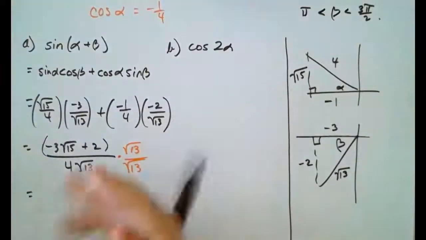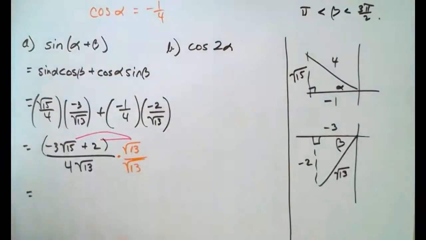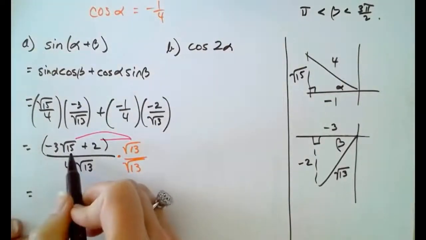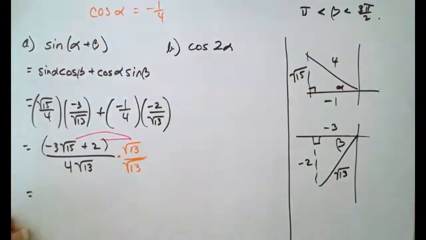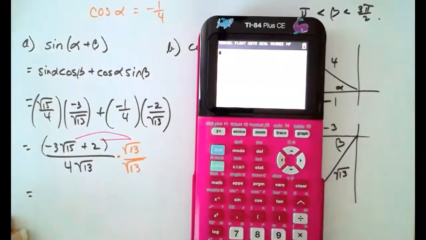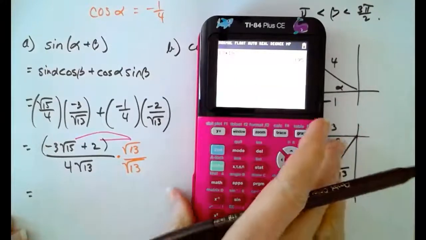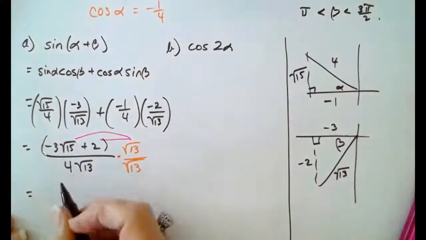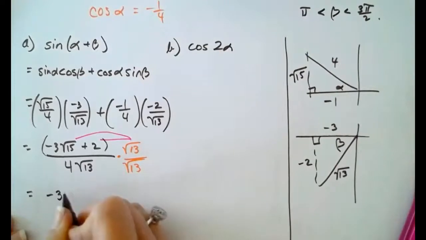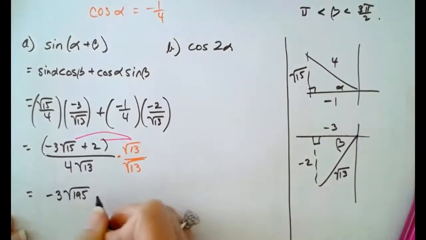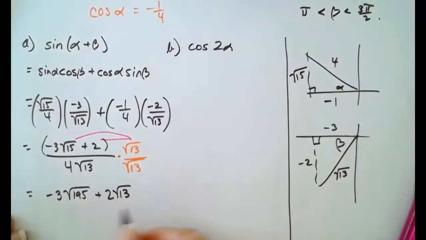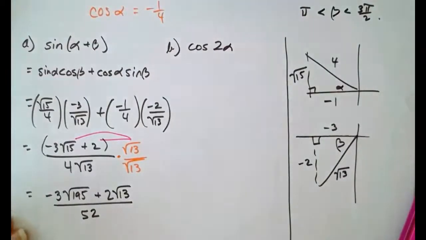We do need to distribute the numerator. So -3 root 15 times root 13. What is 13 times 15? 13 times 15 is 195. And because it's 13 times 15, there are no perfect square factors, so it's just going to stay. So -3 root 195 plus 2 root 13 over 4 times 13, which is 52. So that actually is simplified.